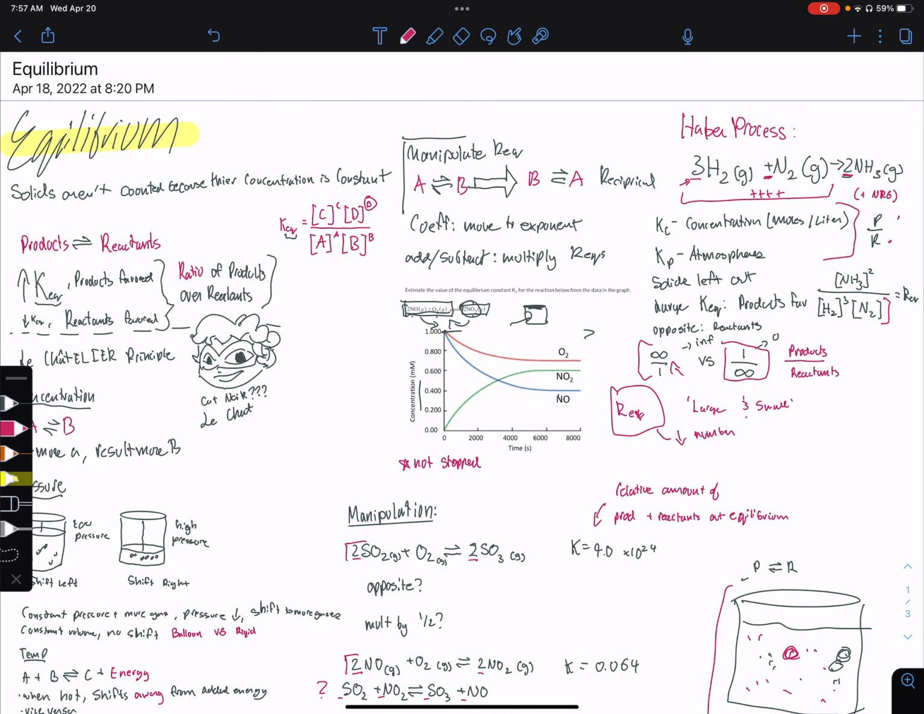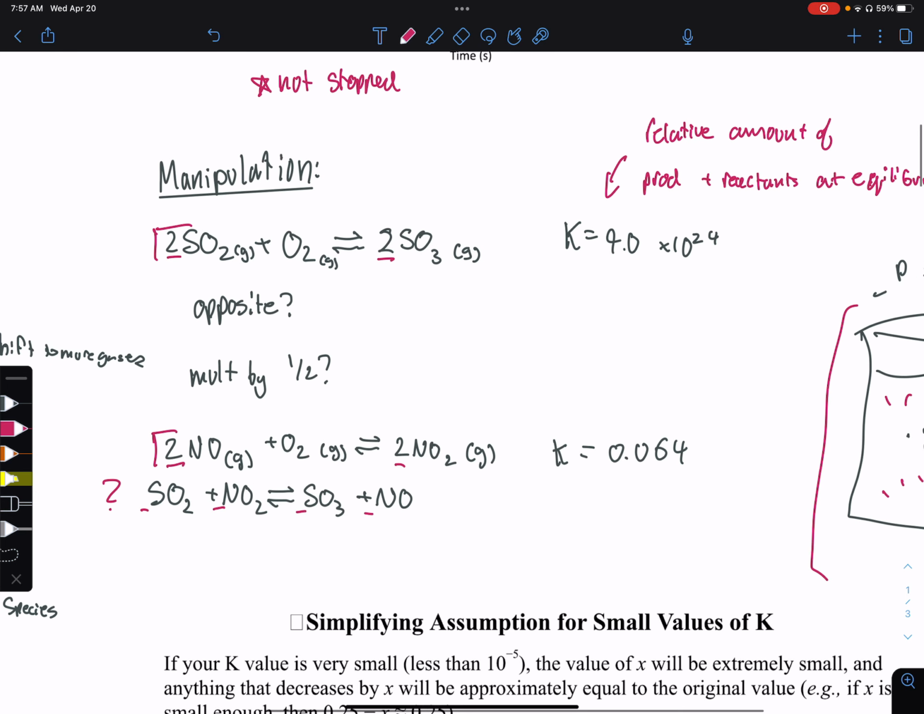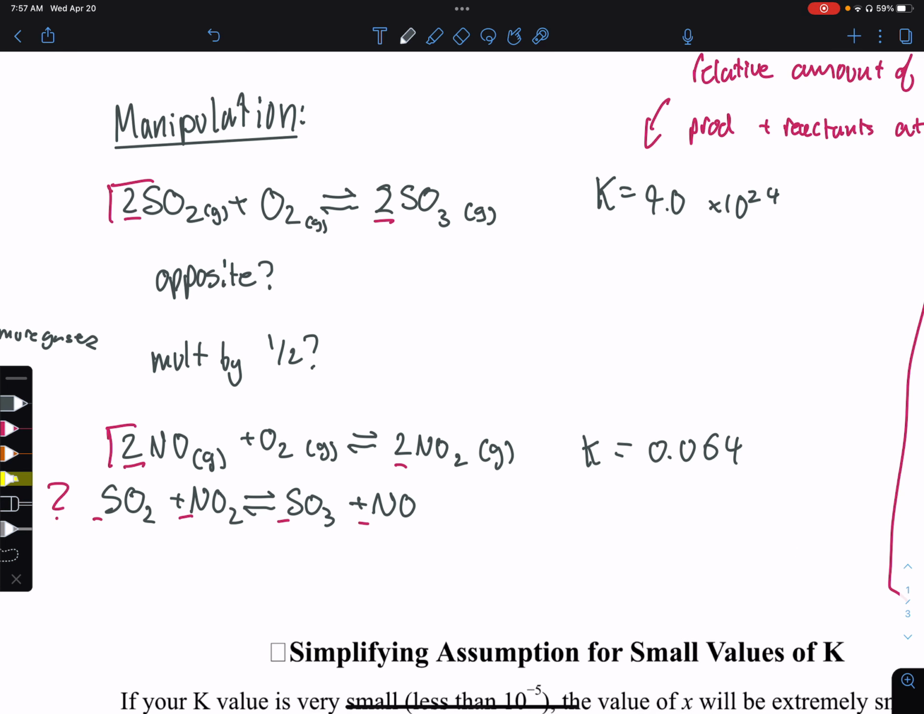So we can manipulate equations. We can manipulate the K values. So what does that mean? Well, whatever, I don't even know the application of this, but you need to know this for the test. Okay, so we have an example here.